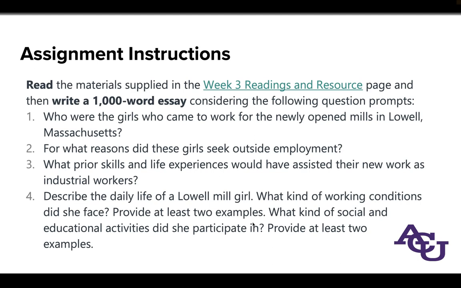Now there's some reading to do and a 1,000-word essay. So how long is 1,000 words? Well, if you're using our APA course paper template with 1-inch margins, double spacing, and 12-point Times New Roman font, that's going to be about 4 full pages of text. Now there's body pages, meaning not counting the title page, not counting the reference pages, but 4 full pages of essay text.